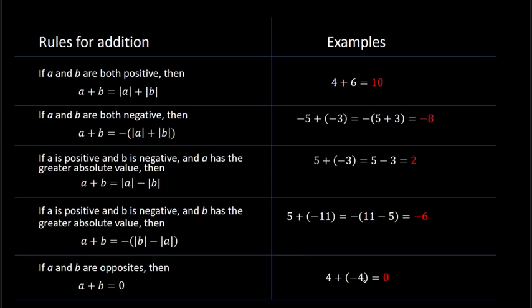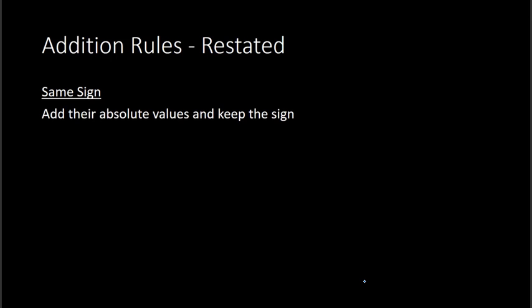Now I will explain in a different manner, which may be a little easier to understand. Alright, so bottom line, if the signs are the same, then I simply add the absolute values and keep the sign. So for example, 4 plus 6 equals 10. I just add the absolute values and keep the sign. They're both positive, so my answer is positive.